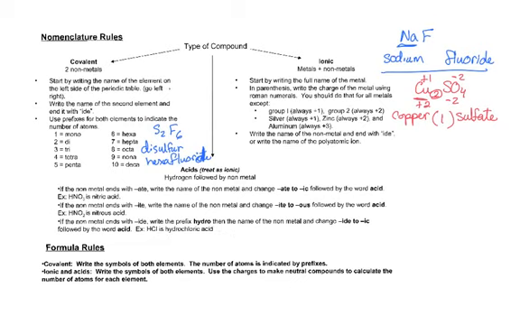If you are going from the names to the formula, for covalent, you write the symbols of both elements, and then the number of the atoms is indicated by the prefixes. So if it's di, for example, you put 2. If it's tetra, you put 4, and so on. So that's pretty easy. For the ionic and the acids, you write the symbols of both elements, but then you use the charges to make a neutral compound. So you have to make sure that your charges balance out.